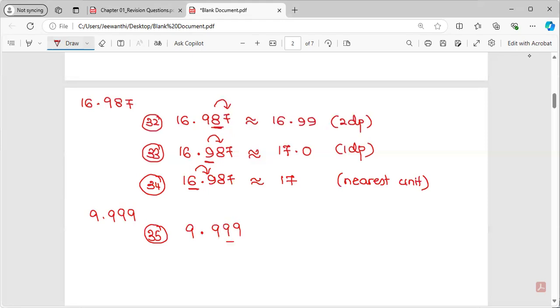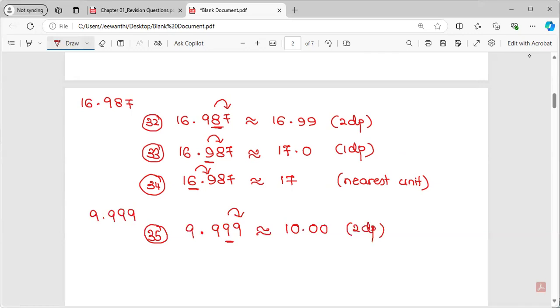9.999. This is the second decimal place. You look at the next number. So then what will be the answer? The second decimal place 9 becomes 10. You put 0, and you add 1 to the next one. The next 9 also will become 10. You put 0, and then the next 9 also will become 10. So then you write 10.00 and you write 2 dp.